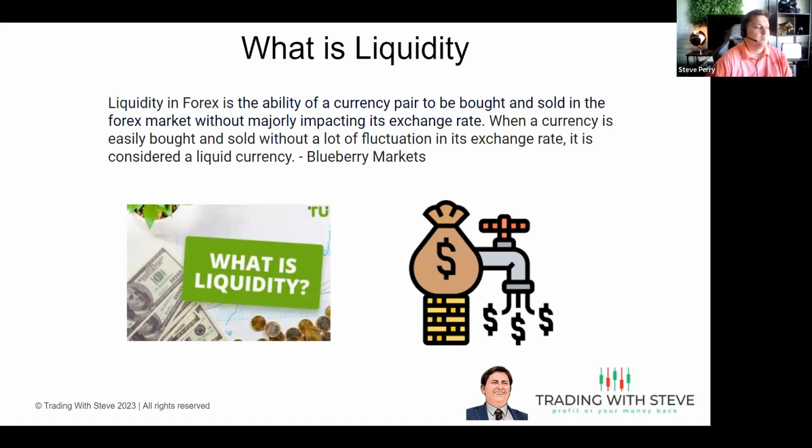Liquidity in Forex is the ability of a currency pair to be bought and sold in the Forex market without majorly impacting its exchange rate. When a currency is easily bought and sold without a lot of fluctuation in an exchange rate, it is considered a liquid currency. Okay, so basically, liquidity is the ability to buy and sell. It's just where the market is. It's just a market, really.